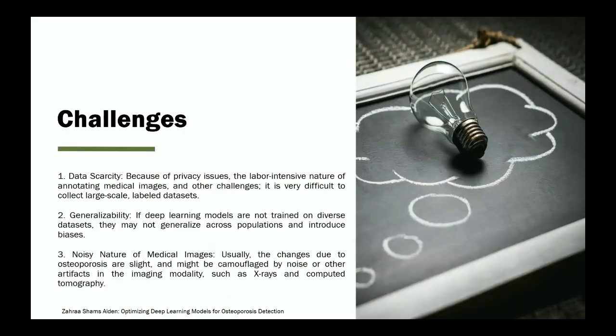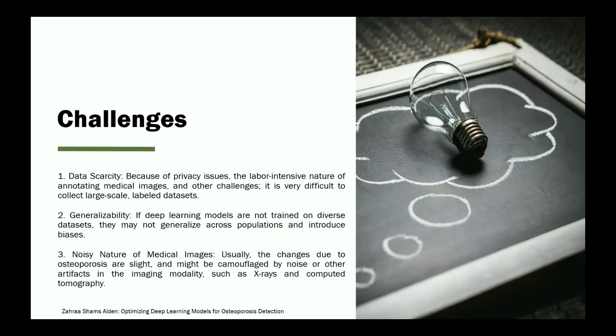There are many challenges that come with working on such important aspects of medical image analysis, which include data security, generalization, or the noise nature of medical images, as we said earlier. Some of these challenges we were able to overcome during our process for the medical image.